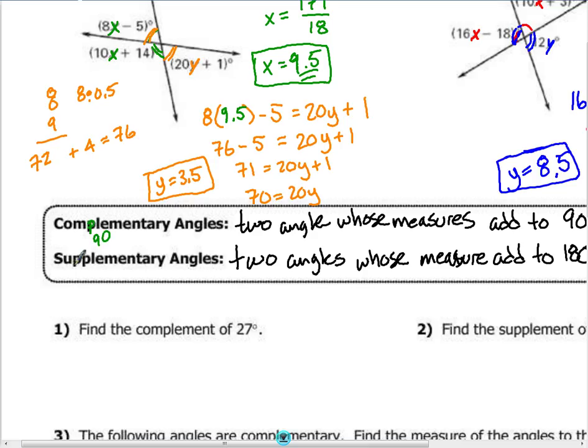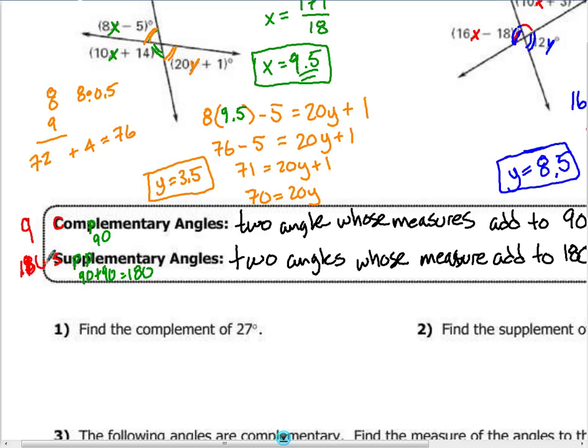I have some students come in, they say, well, Mr. Ausel, this is like a C, so this C kind of looks like a 9, and this S kind of looks like an 8 if I connect it. So that helps them remember 180 and 90 in that way. So whatever works for you, just make sure you understand the difference of the two and what they add up to.